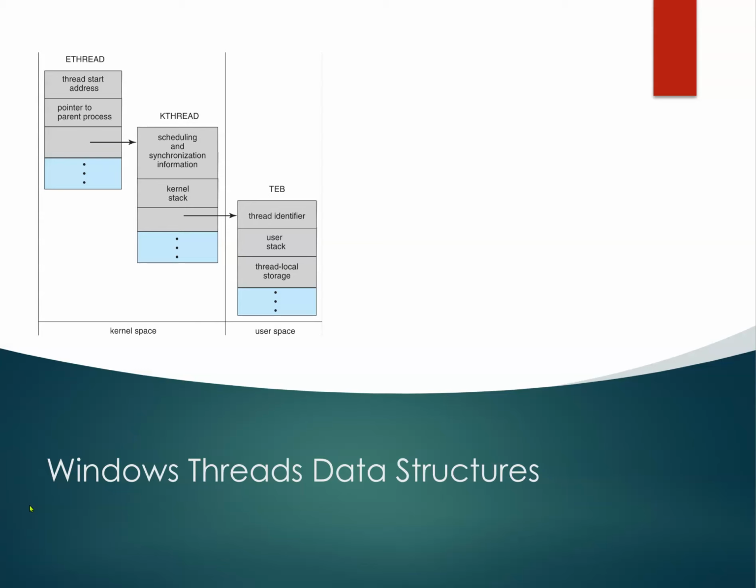The ETHREAD has a thread start address and a pointer to the parent process. The KTHREAD has scheduling and sync information and a kernel stack, and these are both in kernel space. And then finally, the thread identifier, the thread environment block, is in user space.